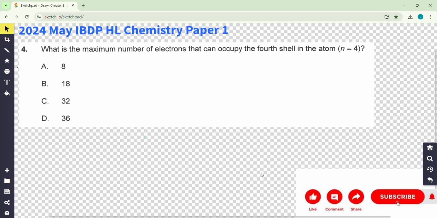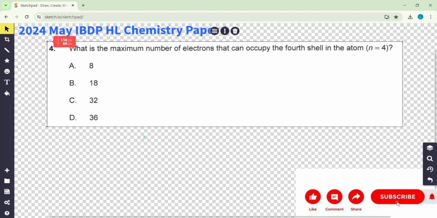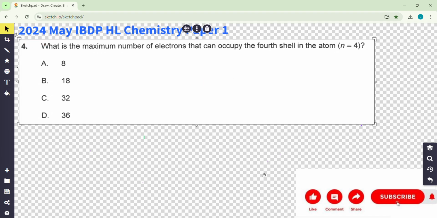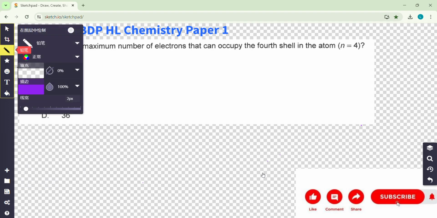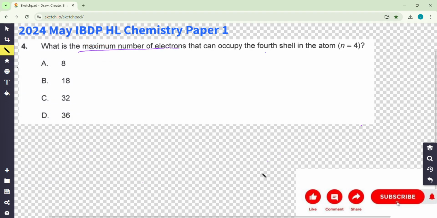Question number 4 is about the maximum number of electrons. Let me change the pink first, okay? Maximum number of electrons in the fourth shell of an atom. So first of all, if you remember the equation, then it will be a straightforward 2n squared. Yeah, n is the number of the shell. Okay, so 2 times 4 squared, and then you get 32.